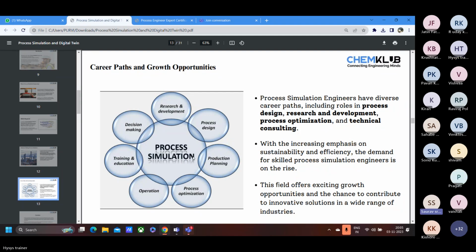Yes, upstream operations, especially exploration, drilling and production also. Yes, yes, yes. Very useful. I can say very, many times, but very useful. So oil and gas, it is the best thing. See how it will be useful.